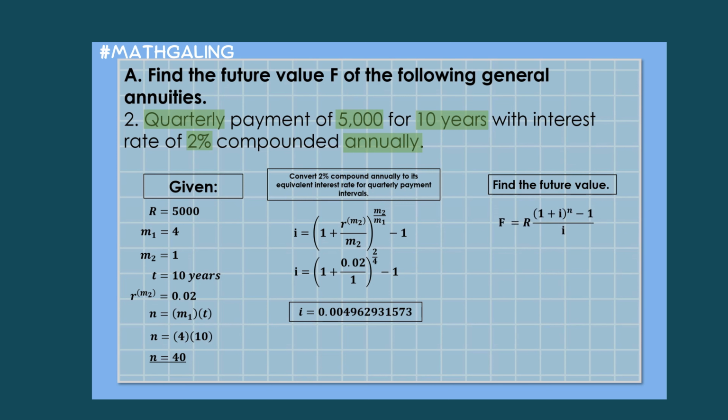Here's the formula. F is equal to R times 1 plus i raised to the power of n, minus 1, over i. So substitute it. It is now 5,000 times 1 plus the value of i raised to the power of 40, minus 1, over our value of i. And therefore, the answer is 220,630.10 pesos.